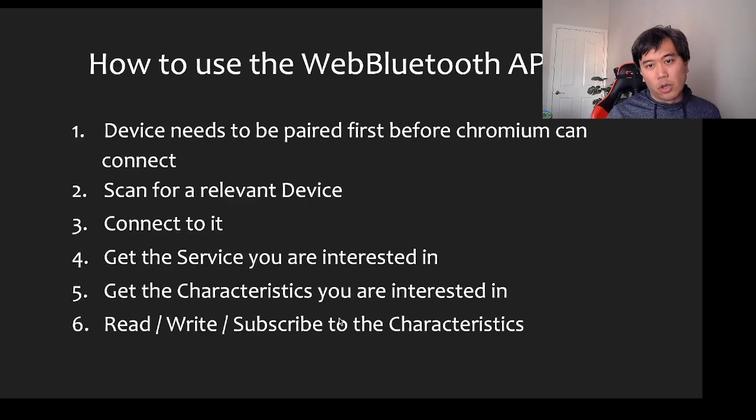So how you would use the Web Bluetooth API: a device needs to be paired first before Chromium can connect, and then you scan for relevant devices, then you connect to it. Once you are able to connect, you get the services that you're interested in, and then you get the characteristics that you're interested in, and then you can either read, write, or subscribe to each one of those characteristics.